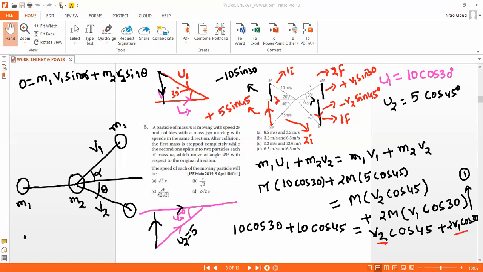Okay, first write down the equation. Afterwards, can you do it now? Sure, sir. We'll go to the next question. You understood the logic now? Yes, sir. We just need to consider the x component and y component before collision and after collision.